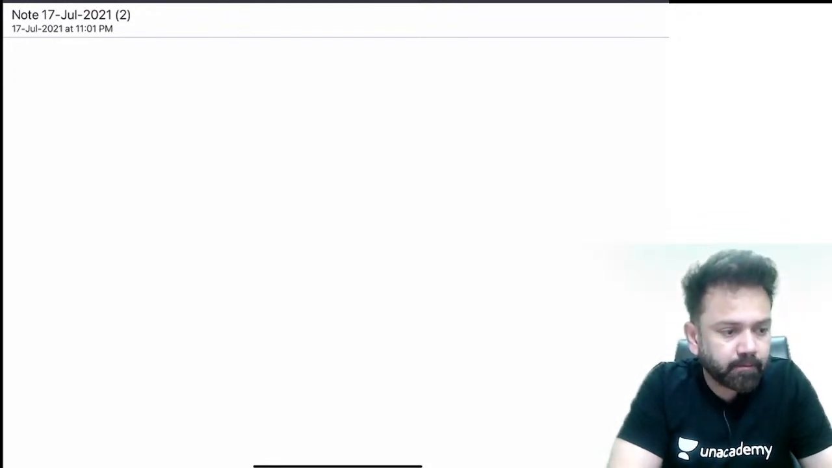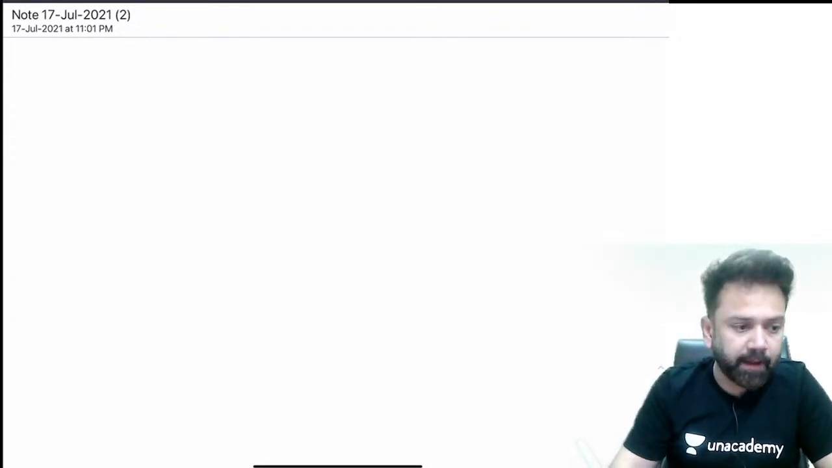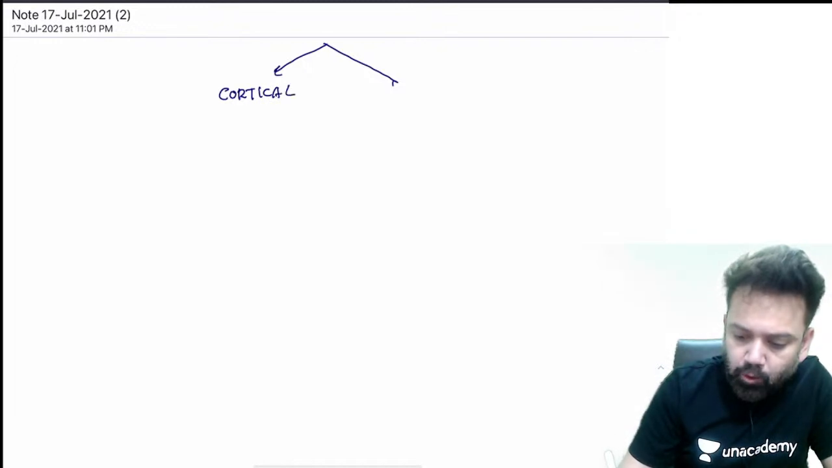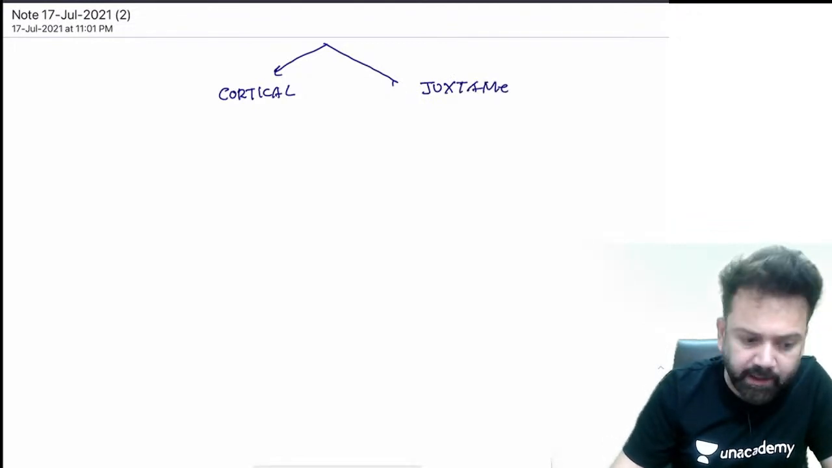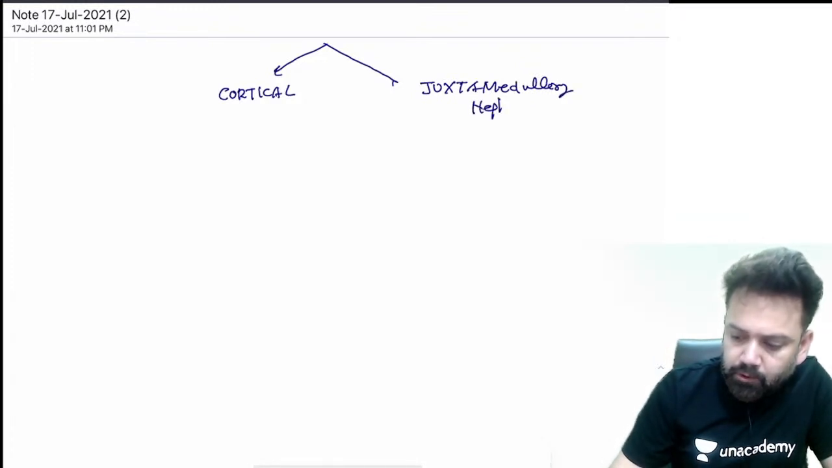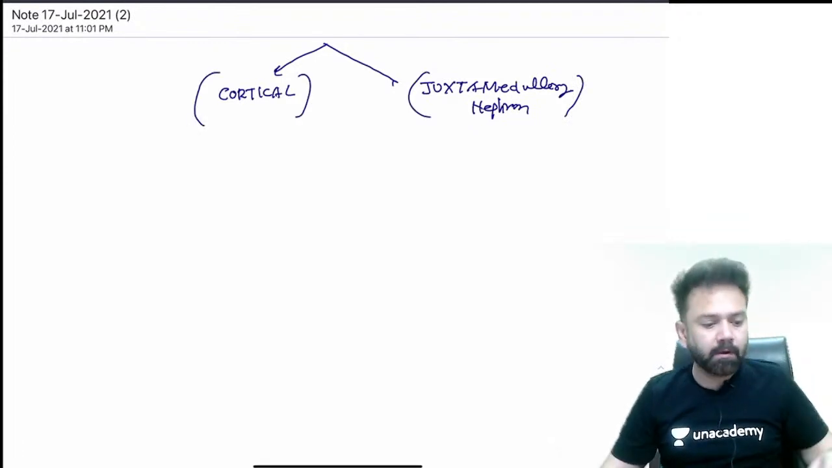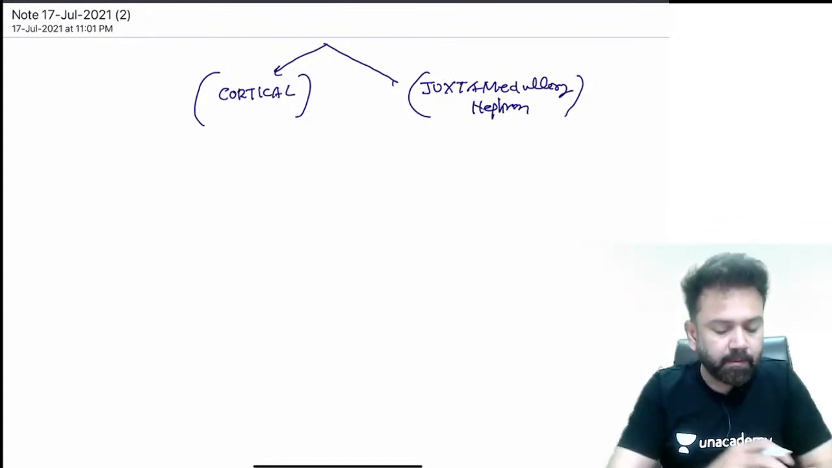Let me start. The basic unit of kidney is the nephron, and there are mainly two types of nephron as we know. One is called the cortical nephron, mostly in the cortex, and the other is the juxtamedullary nephron. The purpose of this series will be to discuss the clinical aspects of nephrophysiology. As we know, most of the questions asked in kidney nowadays are clinical.